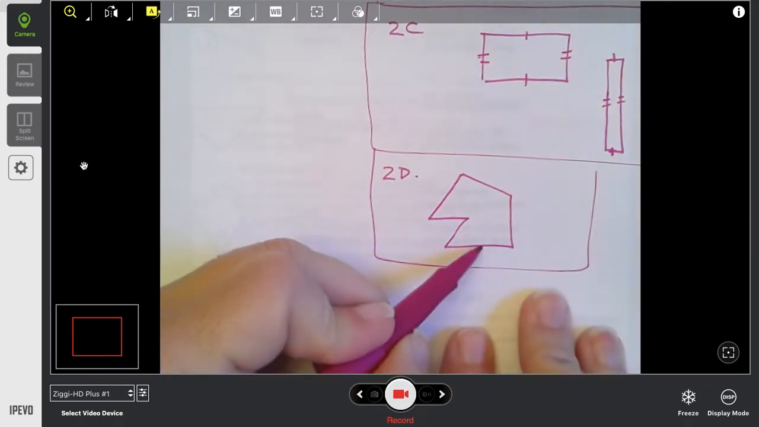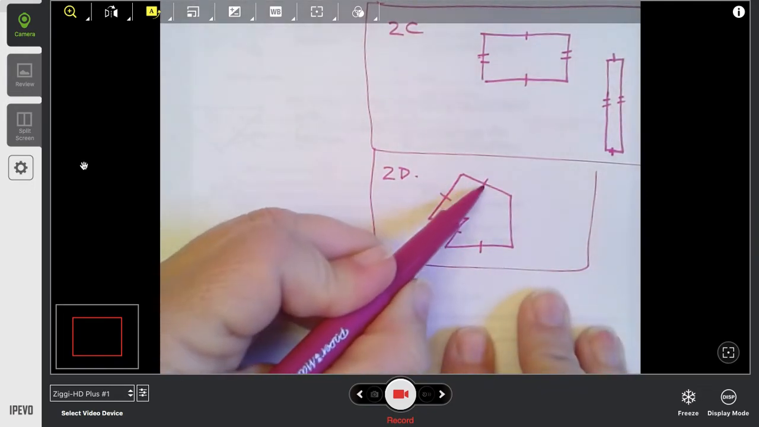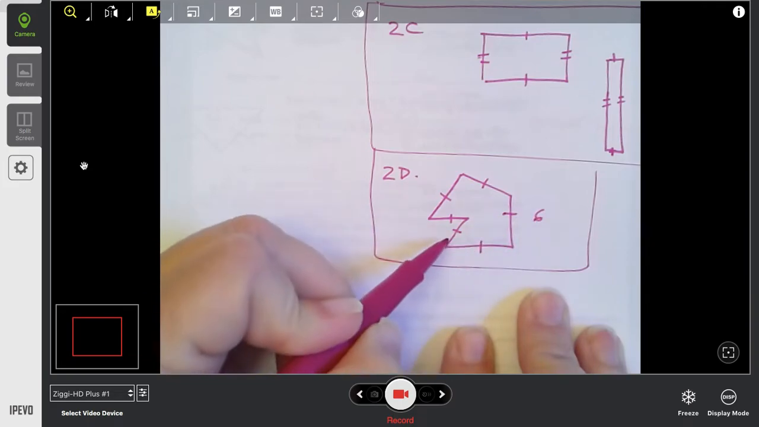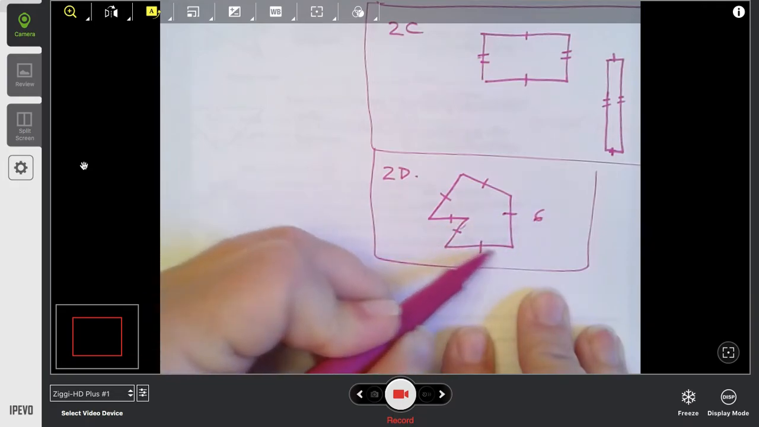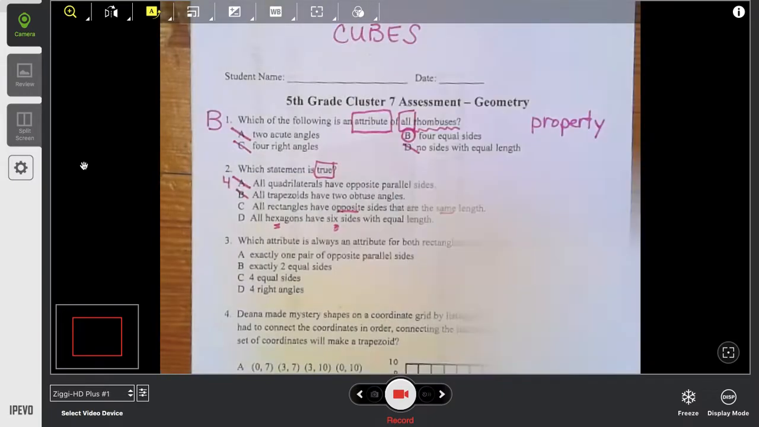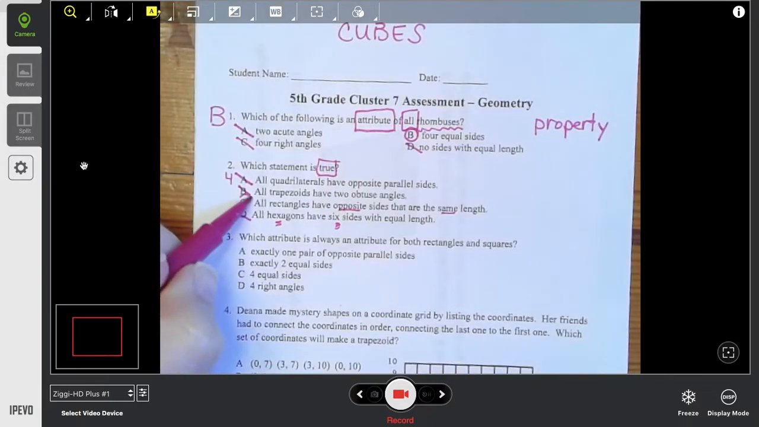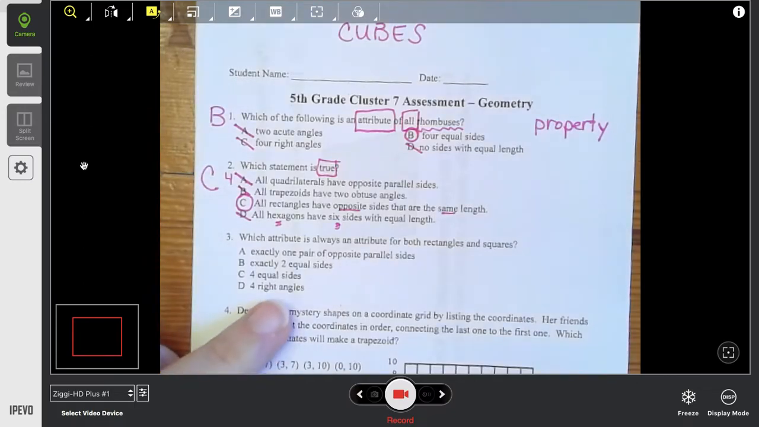Let's see this one. 1, 2, 3, 4, 5, 6-sided figure. They are not the same length. This is much shorter than this side, so all sides don't have to be equal. So by process of elimination, C is it. All right, let's look at number 3.